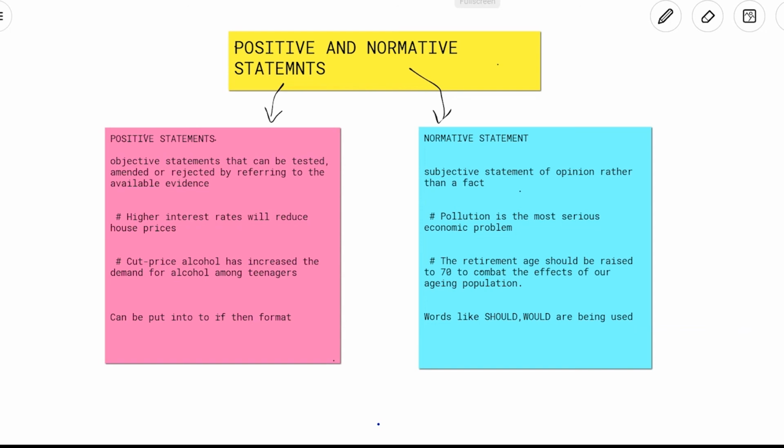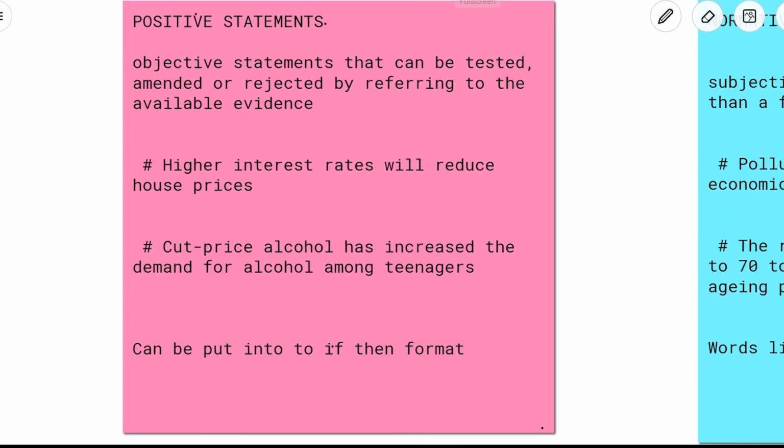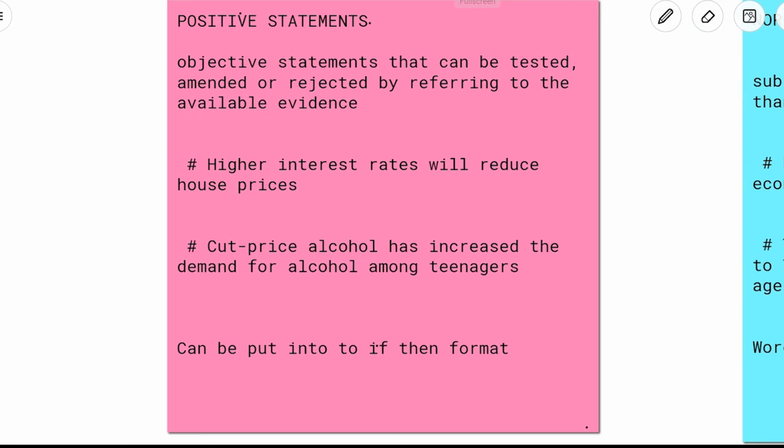Today we are going to talk about the positive and normative statements. So let's talk about positive statements. Any objective statement that can be tested, amended or rejected by referring to available evidence is known as a positive statement.